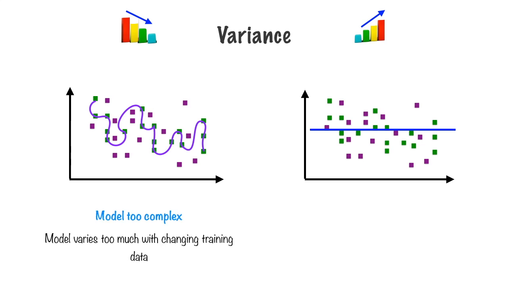High variance models tend to be too complex. The model varies too much and is too sensitive to the underlying training data set. On the other hand, low variance models tend to be far too simple. They're not sensitive to the training data at all. Once again, if you're between either of these two extremes, that's when you get a good model. You don't want a model with too low or too high variance.